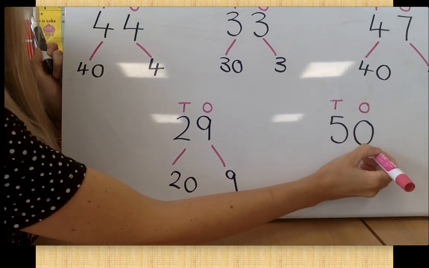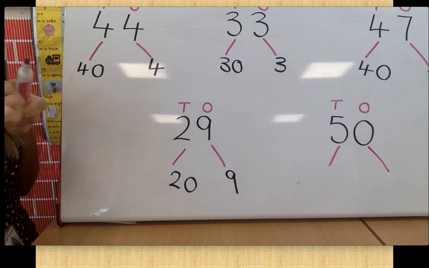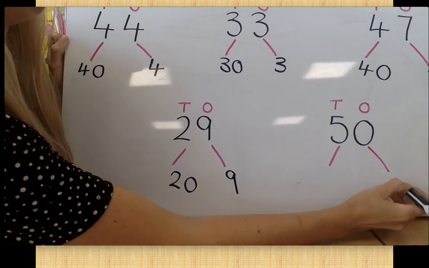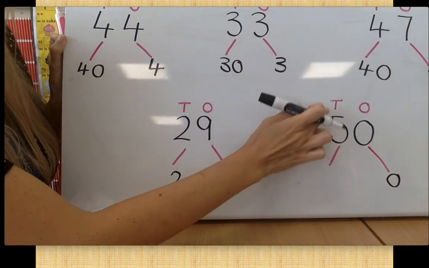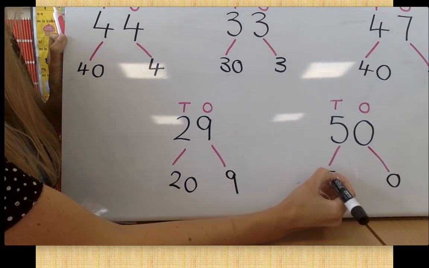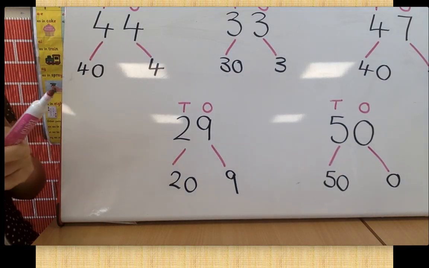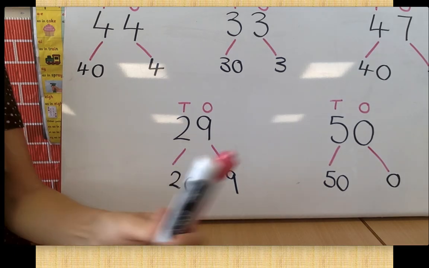Okay, now here we've got a 0. 0 1s are 0. 5 10s, 50. And there we go. So well done if you got those right. If not, make sure you go back and correct those answers.